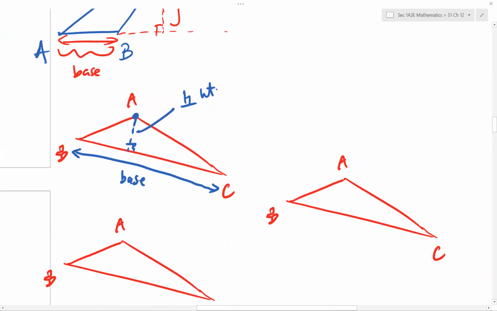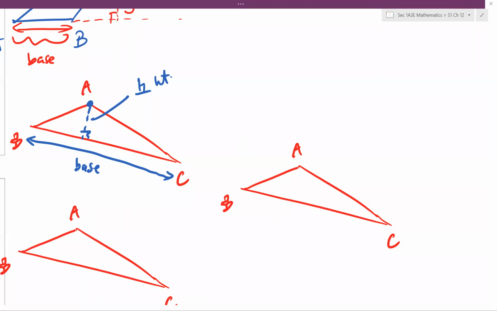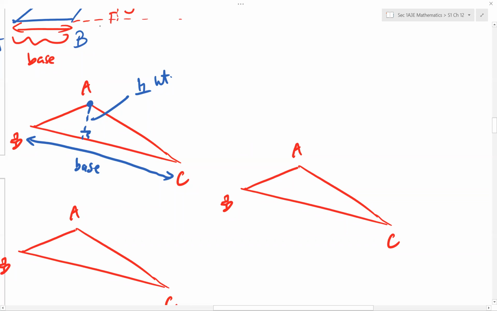Okay, so now in the second example, same triangle, three different bases. Let's choose AB as our base. If I choose this as the base, then where's the perpendicular height? We start from the point that is not used. Can you find the point that is not used? Which point is it? Point C.